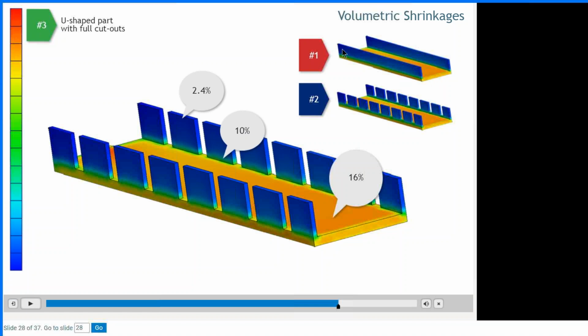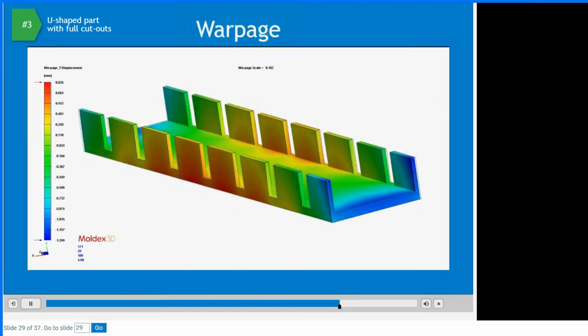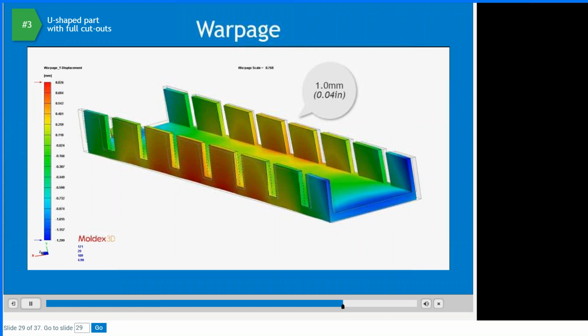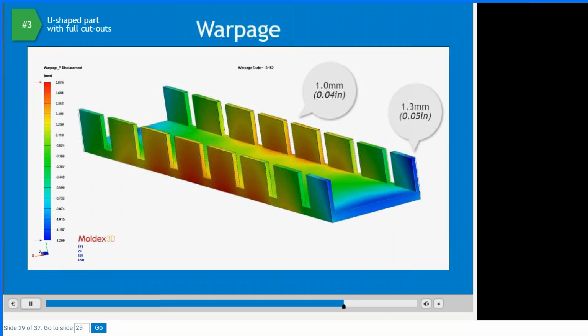Just remember, we had a part with a full wall thickness all the way through. Then we had some cutouts, but they didn't go all the way down to the base. Here we went all the way down to the base. The warpage behavior for the third design shows a significant difference in warpage behavior. The warpage range is now from 1 millimeter in the center to about 1.3 millimeters at the ends.